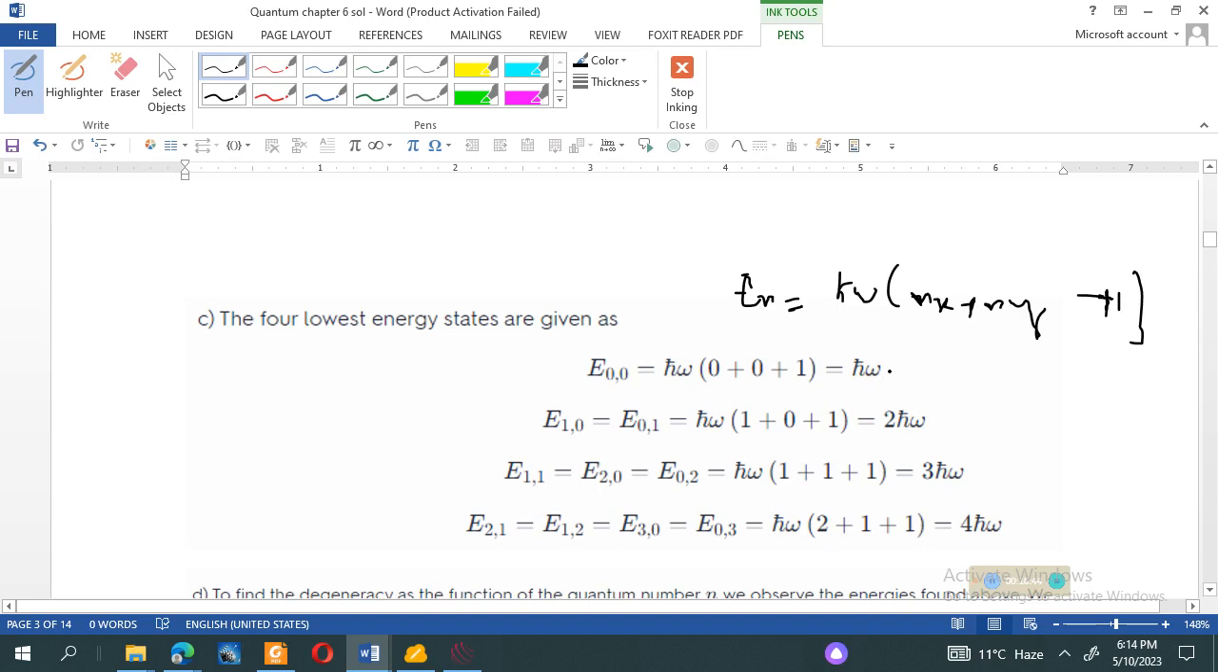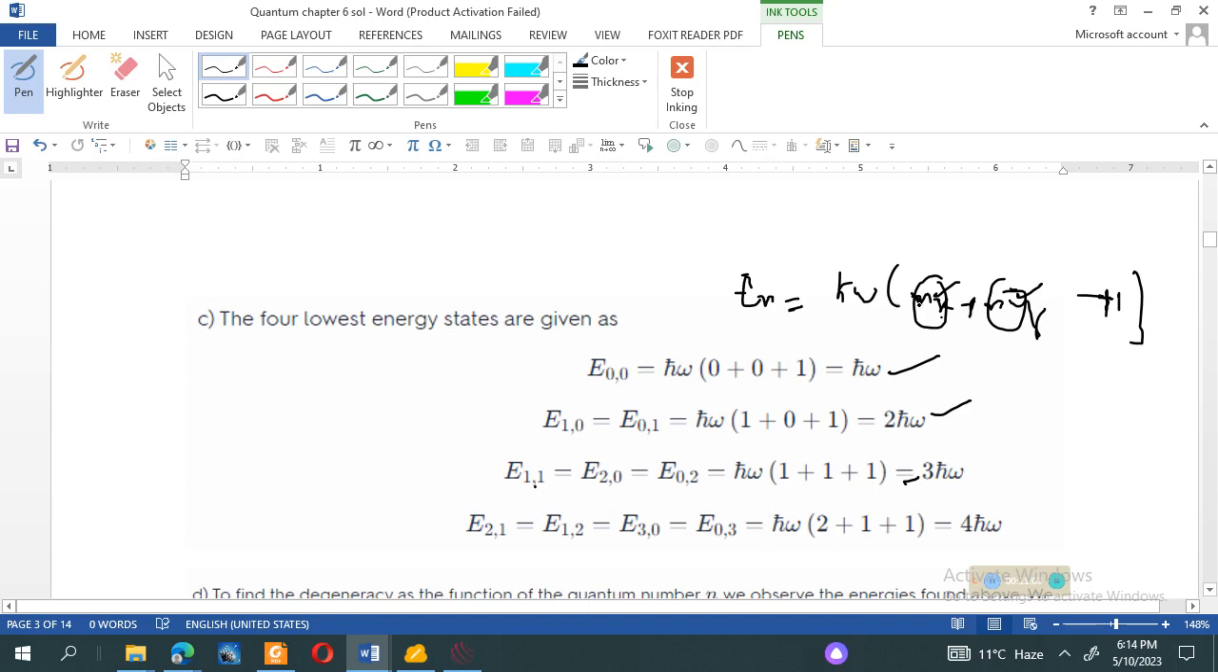Then this will give us the first lowest state, and the second will be nx equal to 1 and ny equal to 0. This is the next state. And similarly, the next higher energy level is the one for which nx is equal to 1 and ny is equal to 1. When we put this in, 1 plus 1 is 2, and plus 1 is 3, so this will give 3ħω.